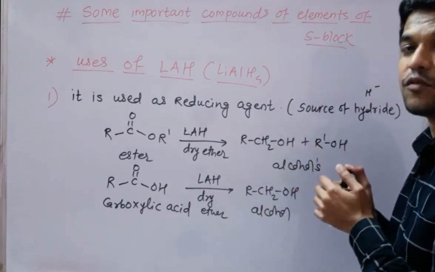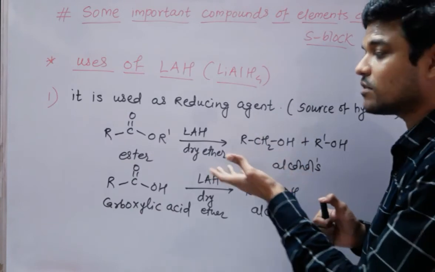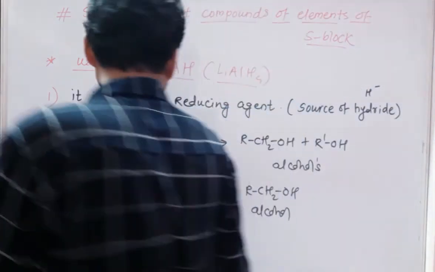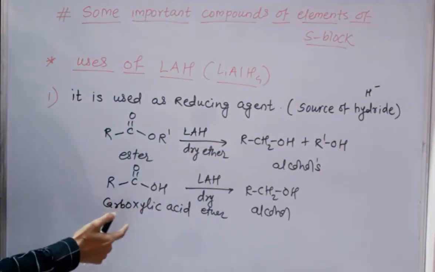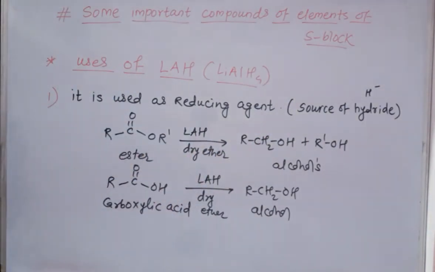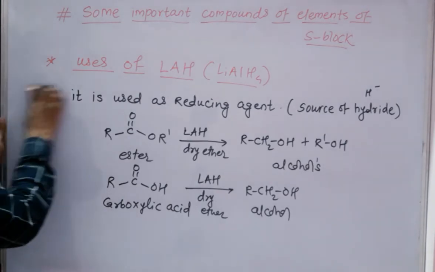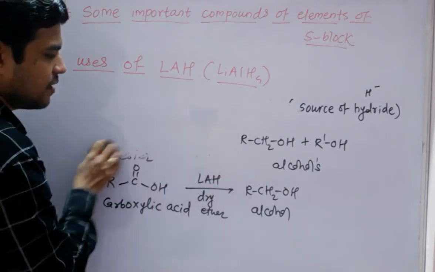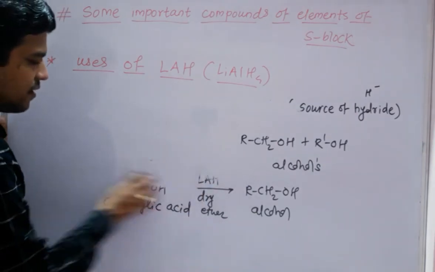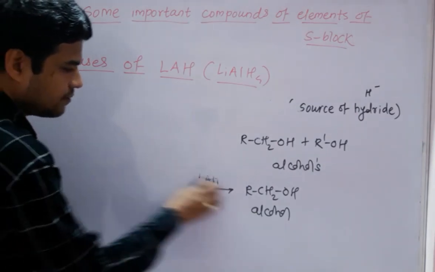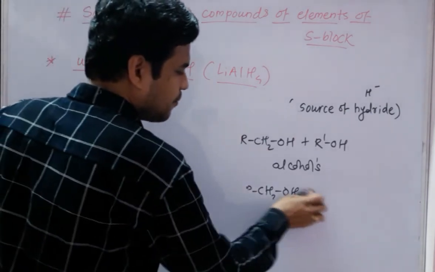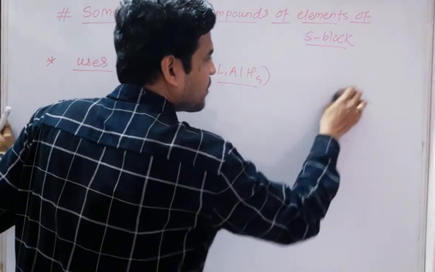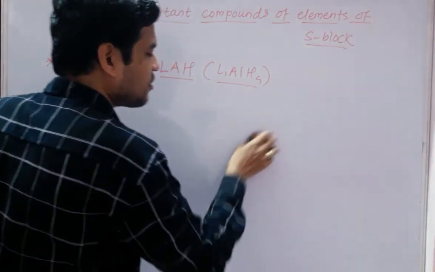This is an interesting use of lithium aluminum hydride. You can convert esters or carboxylic acids directly into alcohols. Okay, in the case of esters you will get two types of alcohols. In the case of carboxylic acid only one type of alcohol. This is the first use. Second use I am writing here. It is used in the production of phosphine. In the preparation of phosphine. Phosphine ये phosphorus का compound है, PH3 is the formula for phosphine. How phosphine is prepared? It is used in the preparation of phosphine.